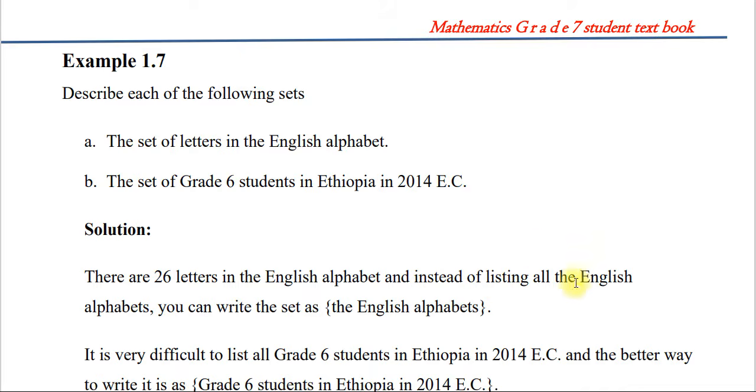There are 26 letters in the English alphabet. And instead of listing all the English alphabet, you can write the set as the English alphabet, the set containing the English alphabet.